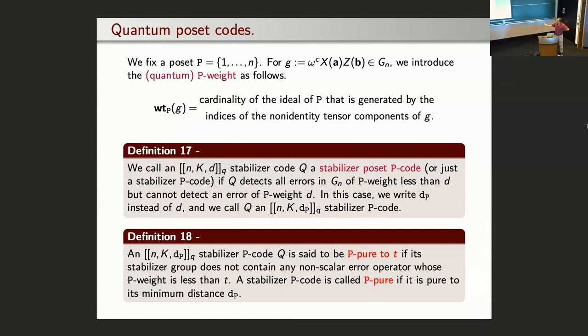Now, then I can define my stabilizer poset codes, the same way as the ordinary stabilizer quantum codes are defined. So I say that a given quantum code is a stabilizer poset P code with parameters n, k, d if Q detects all errors in Gn of P weight less than d, but cannot detect an error of P weight d. All right, then there is a technical definition. I'm going to skip it for a second.